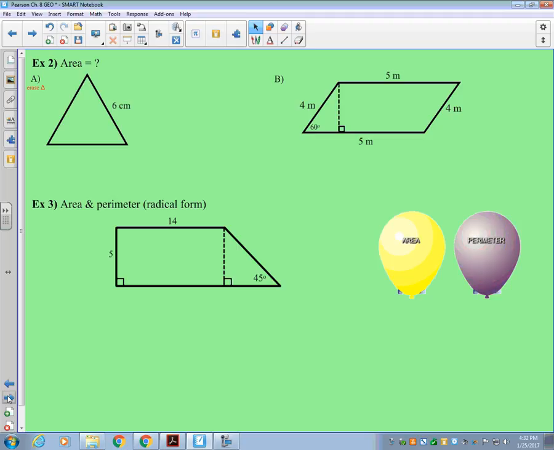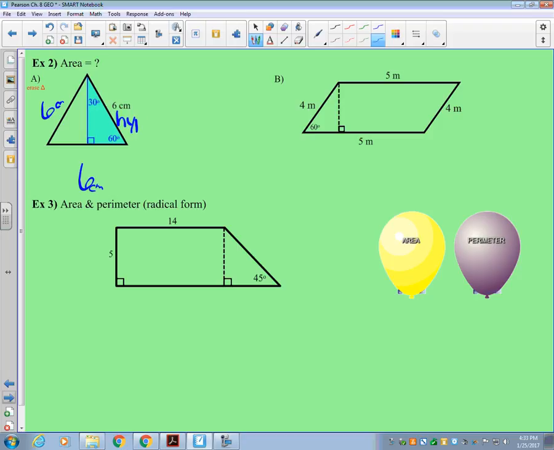So in example 2, we're going to find the area. So we have a little triangle here. It's an equilateral triangle, so each side is 6. So 6 down here and a 6 here. If you don't have the height for a triangle, you can definitely put that down. It's called an altitude. So we put an altitude down, and when we do that with this equilateral triangle, we make a 30, 60, 90 triangle.